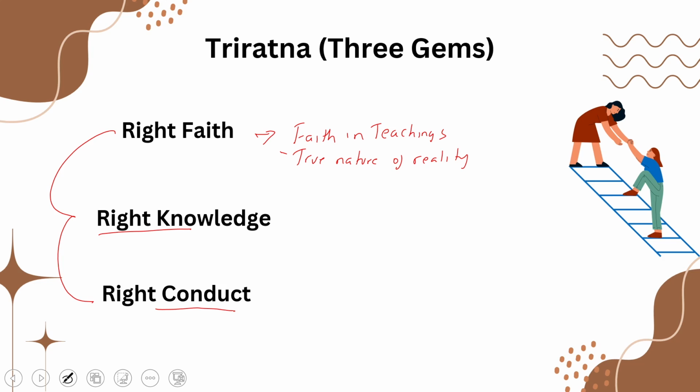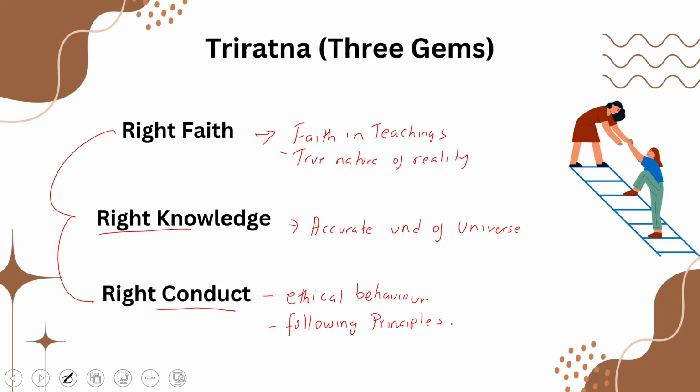So therefore right knowledge would be accurate understanding of the universe, and the right conduct would be ethical behavior and following the principles. So therefore a Jain follower would have faith in the teachings of the Tirthankaras. This would lead him to then get knowledge about how liberation can be achieved, what is karma, how is the soul in a way kind of obscured by karma, and that would lead him to his behaviors.